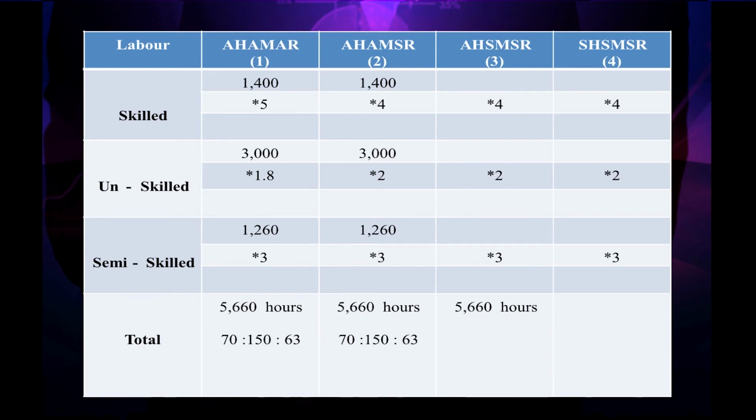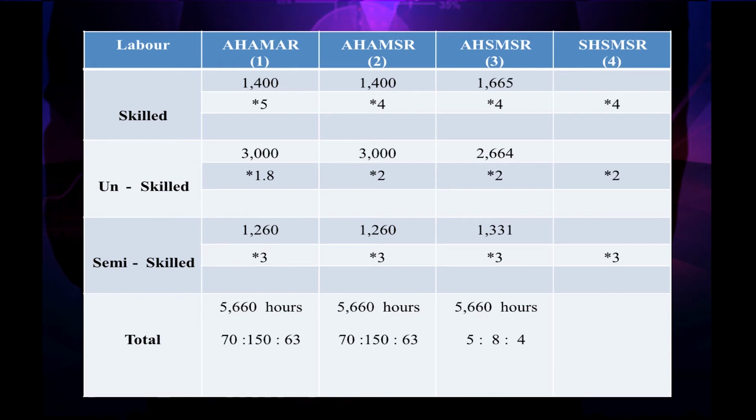Now, the turn comes to the 5660 hours of column 3 to be divided between the varieties of labor. Referring to the title of column 3, we have the standard mix, and the standard mix is 5:8:4. So, that is 1665 hours for the skilled, 2664 hours for the unskilled, and 1331 hours for semi-skilled.